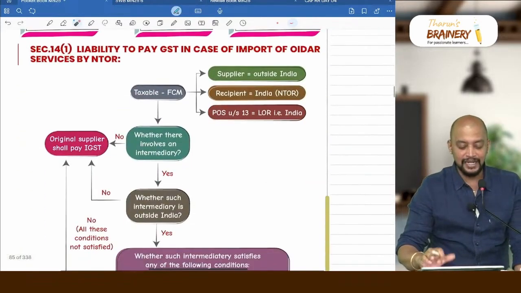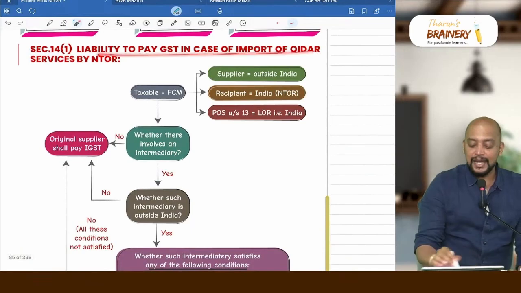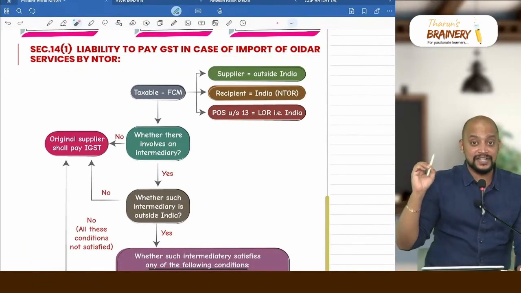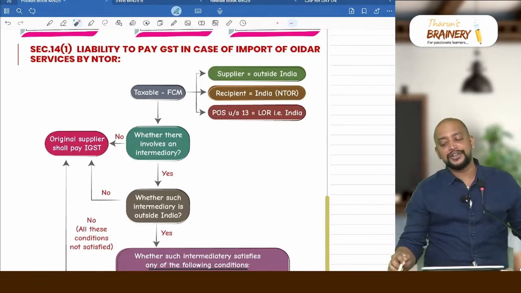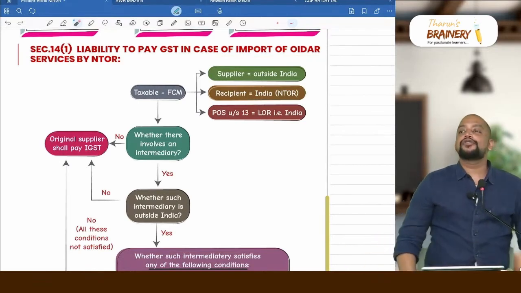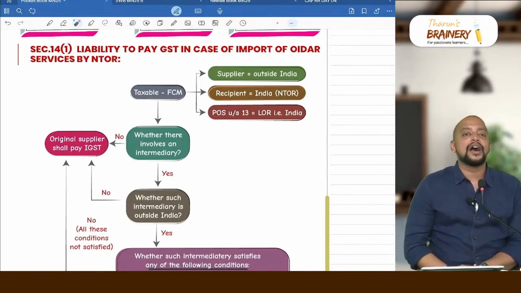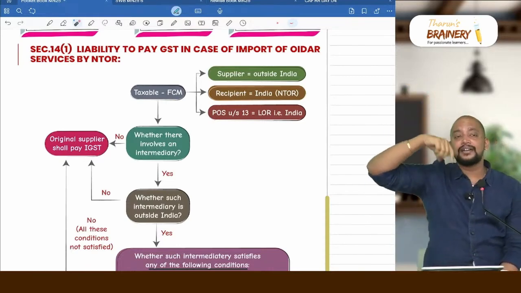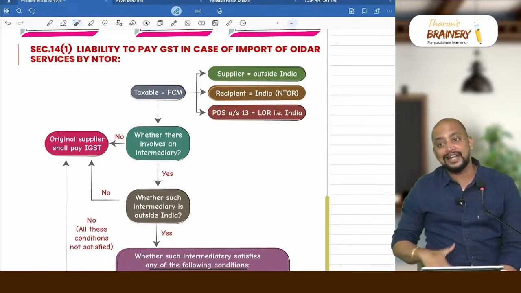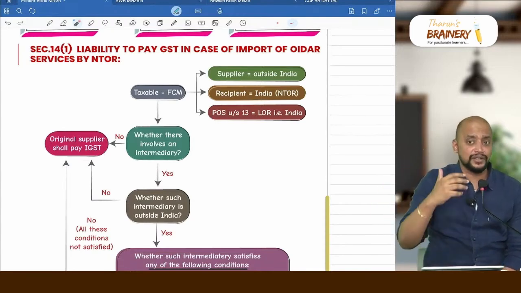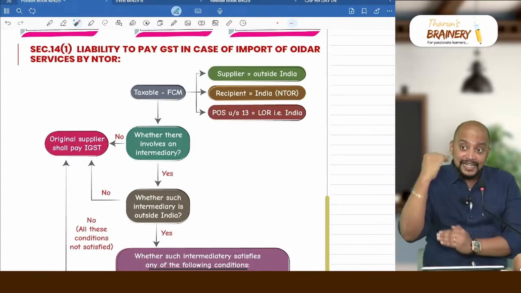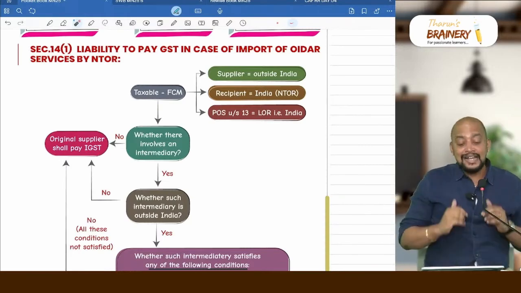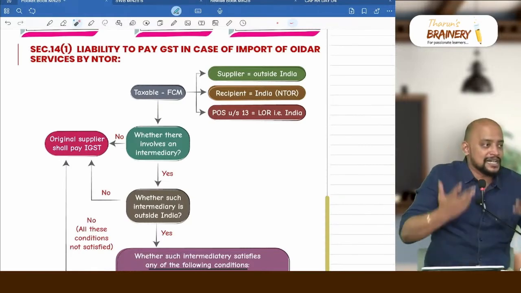Okay. Then section 14(1), liability to pay GST in case of import of OIDR services by non-taxable online recipient. Already we know import of OIDR services by NTOR. Who will pay GST? Supplier outside India. But here they have brought in one special point that the supplier outside India will be difficult to determine. So there will be an intermediary outside India who will connect that supplier and the recipient in India. Let's put the burden on the intermediary.